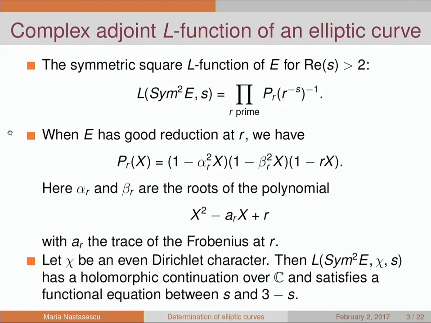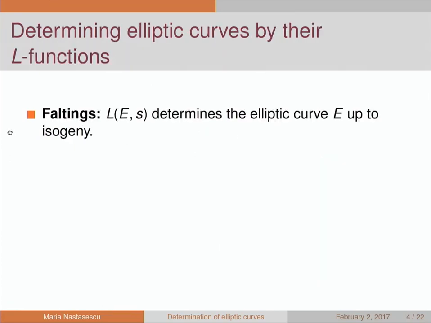One can consider twists of this symmetric square L function by Dirichlet characters. And just like for the usual complex L function, this admits a holomorphic continuation to the entire complex plane and satisfies a functional equation between its values at s and 3 minus s.